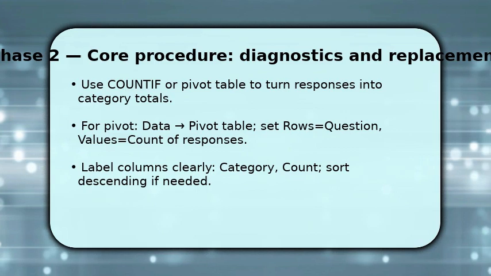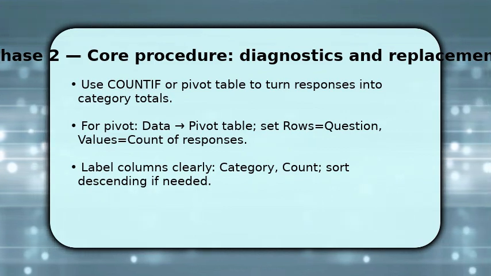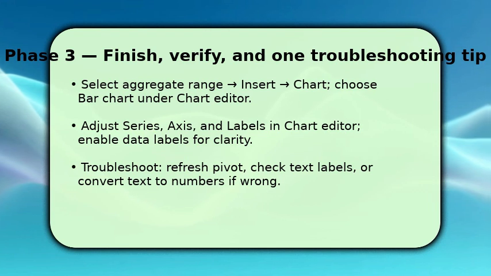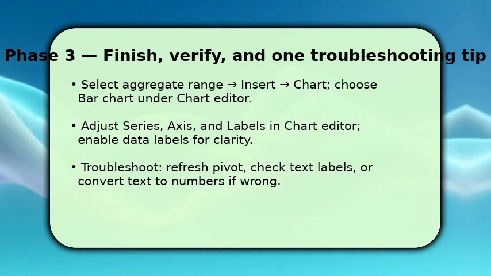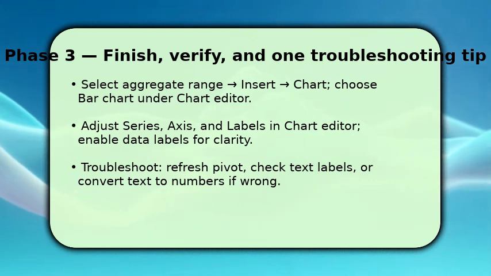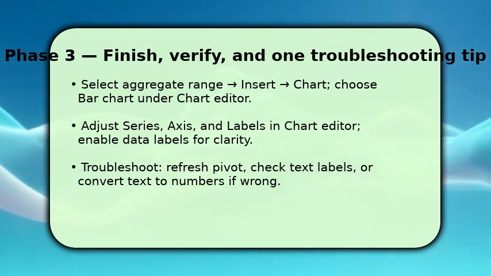With your category and count table ready, select the range and choose Insert, right arrow, Chart. In the chart editor, pick a bar chart and confirm rows versus columns orientation so categories map to the axis correctly. Adjust series and axis labels, set colors, and enable data labels to make values visible.